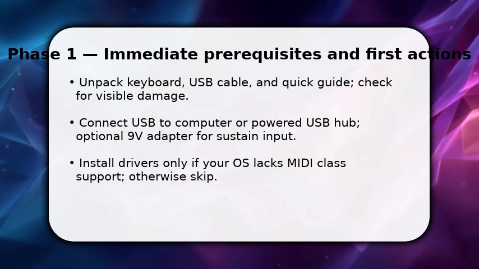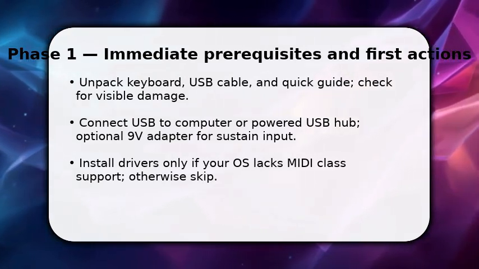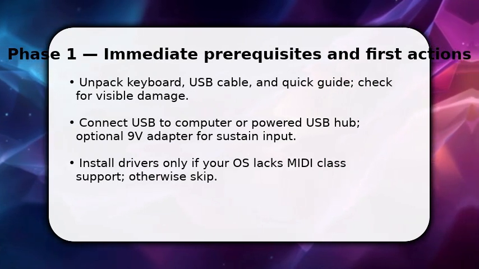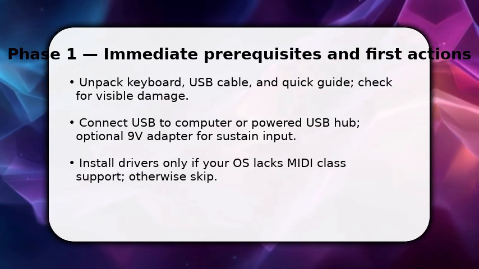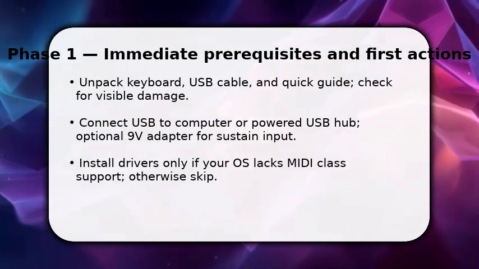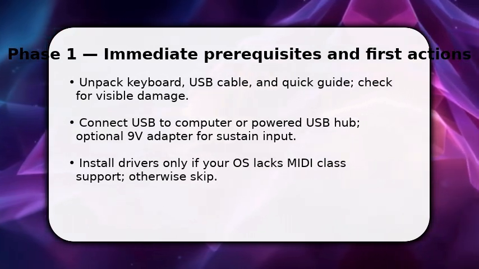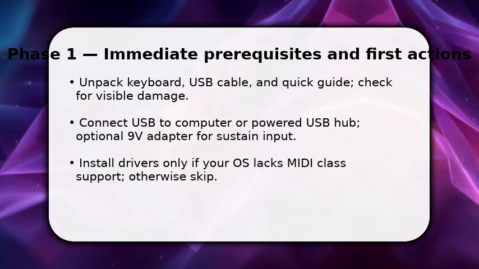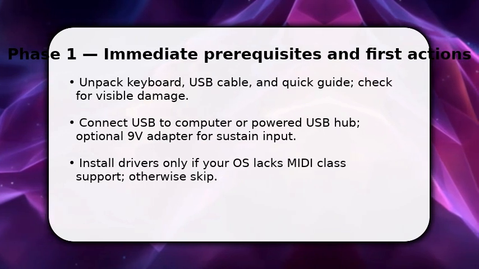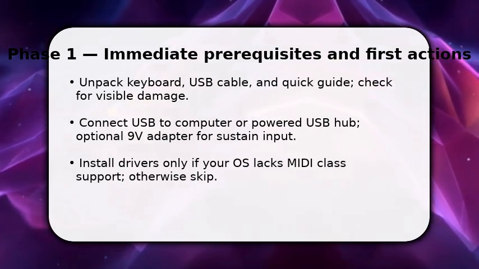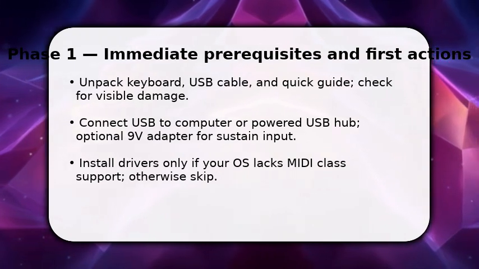You start by powering up the Alesis Q49 and getting a reliable connection. Plug the USB cable into your computer, use a powered hub if ports are shared, then attach any optional sustain pedal or 9V adapter. You don't need drivers on most modern systems, but if your host doesn't detect MIDI, install the Alesis driver. Once done, open your DAW or MIDI monitor so you can watch incoming notes. This confirms basic hardware and connection are working before moving to mapping and sound.